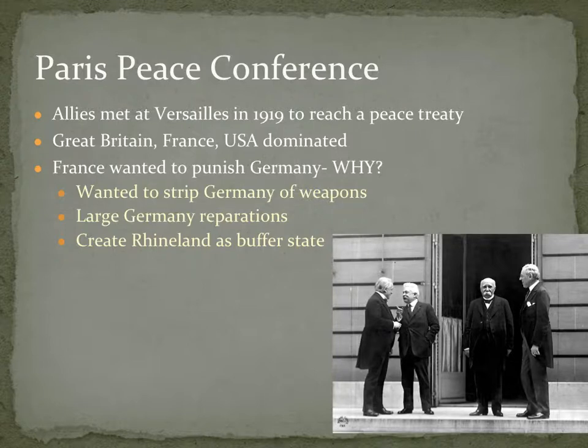The Rhineland is this region of Germany that borders France, and they wanted Germany to not be allowed to have any military activity in the Rhineland on the border with France to hopefully prevent any kind of future attack on France.